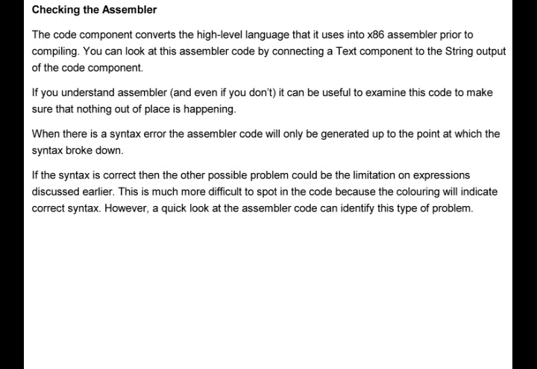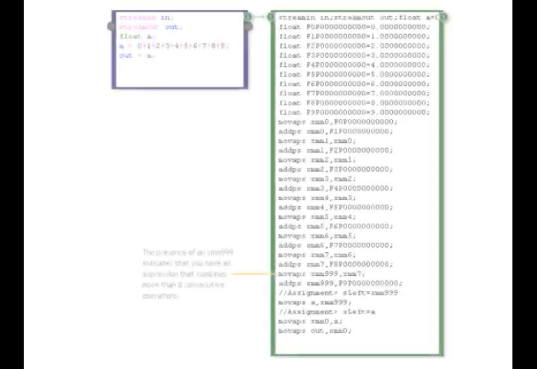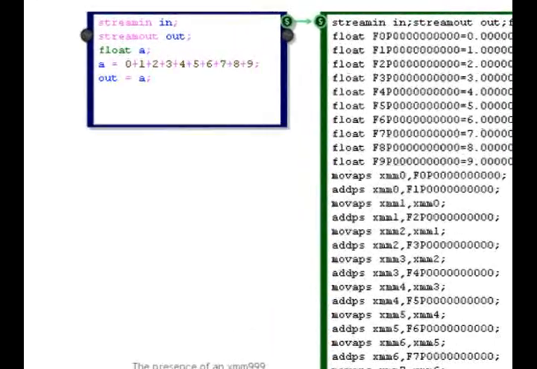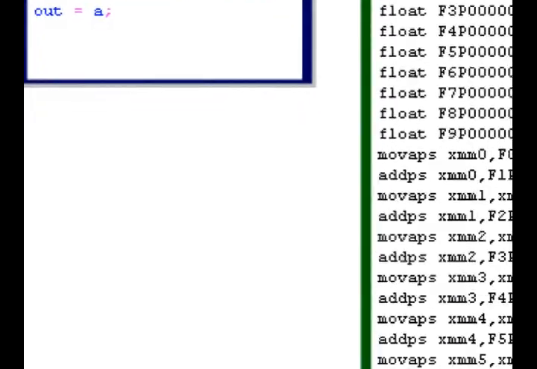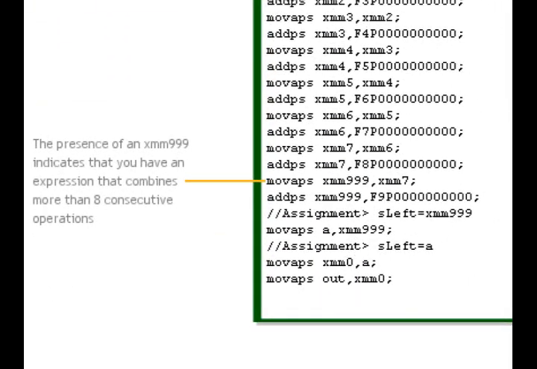If the syntax is correct, then the other possible problem could be the limitation on expressions discussed earlier. This is much more difficult to spot in the code, because the coloring will indicate correct syntax. However, a quick look at the assembler code can identify this type of problem. The example below shows exactly this. The way to spot the problem is to look for XMM999 in the code. If this happens, then you know to look at your expressions to make sure that the 8 consecutive operator limit has not been exceeded.